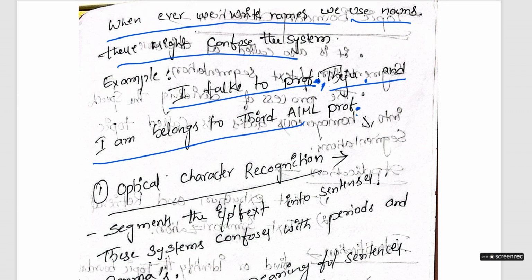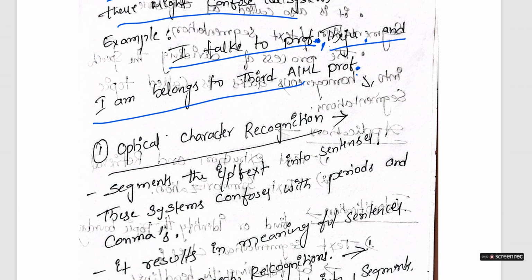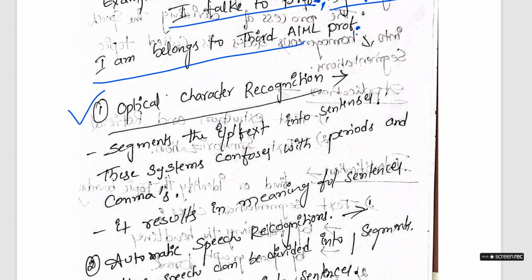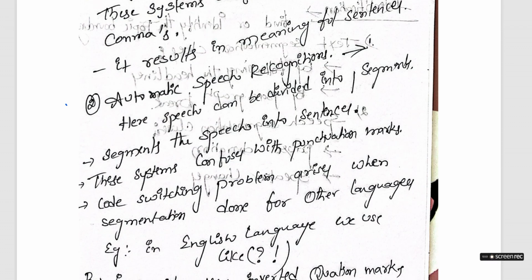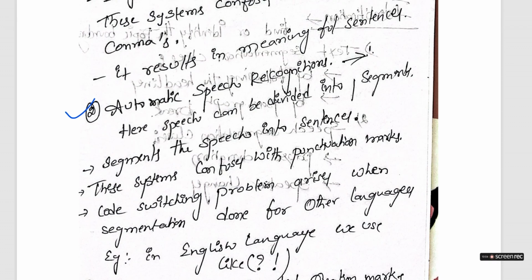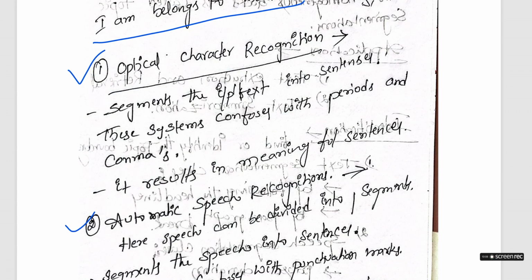So for that, we will use two kinds of sentence boundary detection techniques. One is optical character recognition and another one is automatic speech recognition. These are the two different techniques we will use in sentence segmentation and boundary detection.